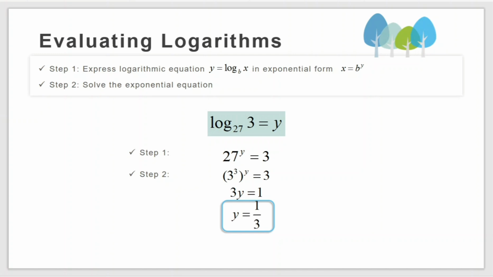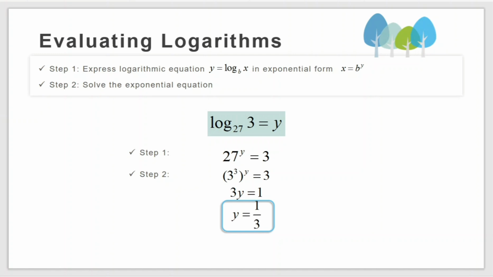And then, okay, proceed with evaluating or solving the exponential equation. So again, kailangan same yung base natin. Kaya yung 27, ginawa natin siyang 3 cube. Okay? Kasi 3 cube is equal to 27. So since same na yung base natin, we'll proceed with solving or evaluating the exponents. So we have 3y is equal to 1. Okay? So y is equal to 1/3. So, pag sinek natin yan, 27 raised to the power of 1/3 is equal to 3.